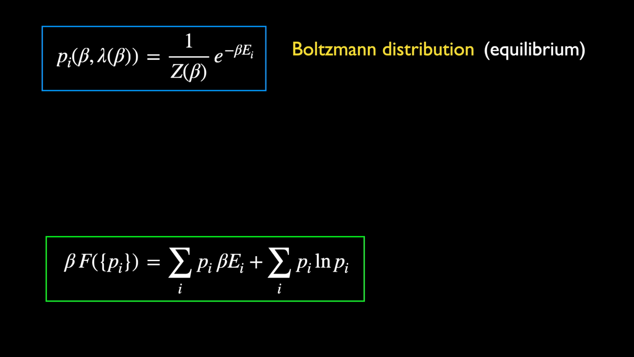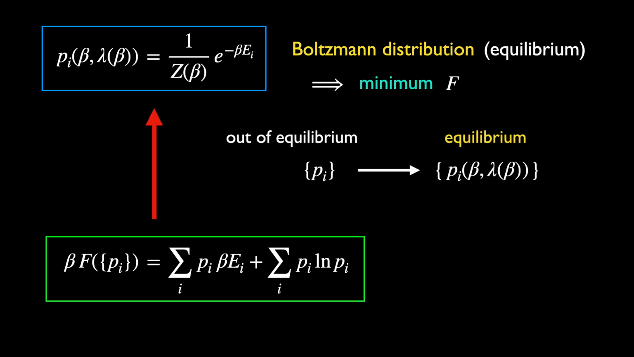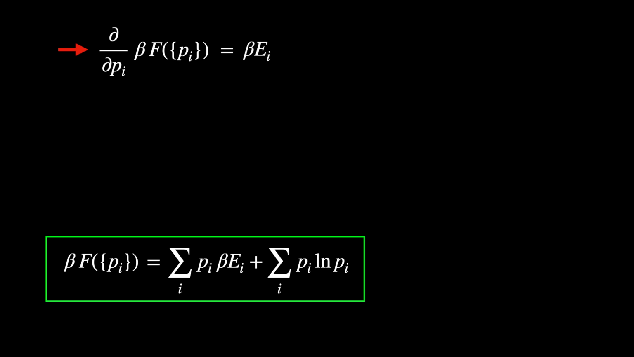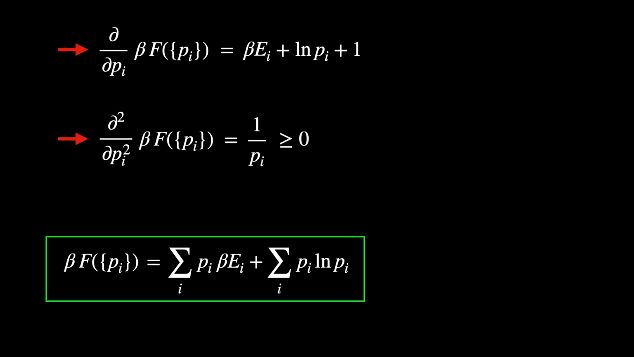Thus, we have shown that a system evolves towards the minimum free energy to reach thermal equilibrium. So whether or not the system is in thermal equilibrium, it tends towards an ensemble that minimizes its free energy. Let's quickly check if the Boltzmann distribution does indeed minimize the free energy. Its second derivative being positive implies that f is really minimized.